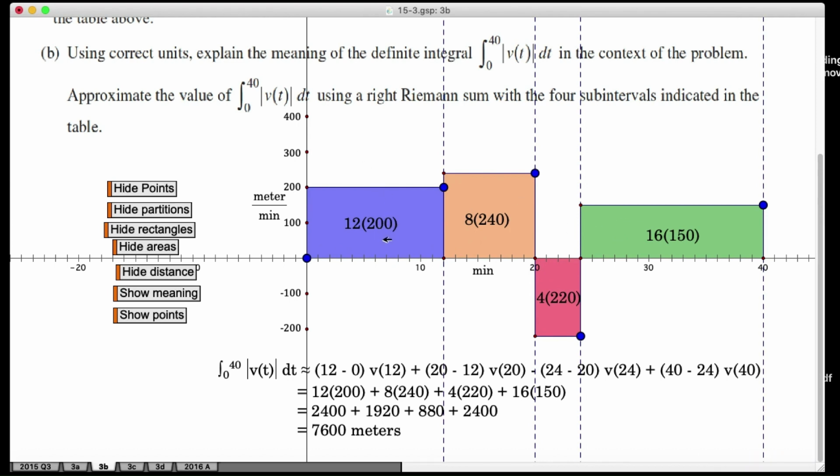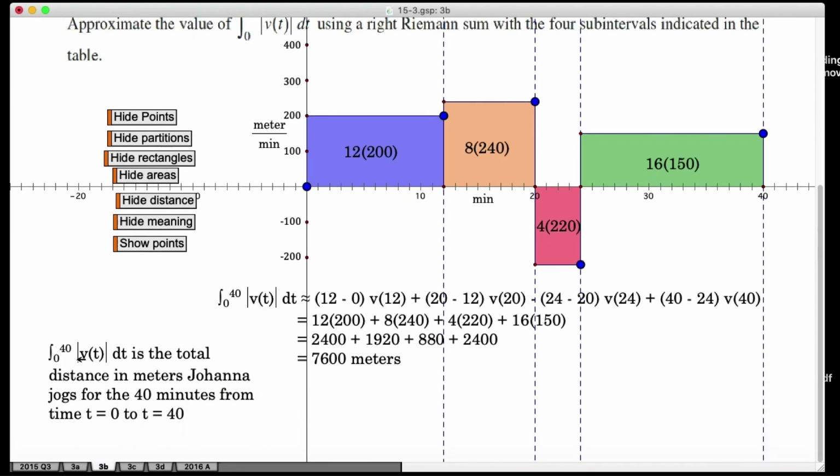That's basically your displacement, okay? But we're looking for distance because no matter which direction I move, if I move this way for this amount of distance, and if I move backwards, it's still a distance traveled. So that's why the absolute value of the velocity is going to be a distance traveled, and that's what this definite integral means. So the meaning of this is the absolute value of a definite integral of velocity is the total distance, in meters, that Johanna jogs for the 40 minutes.